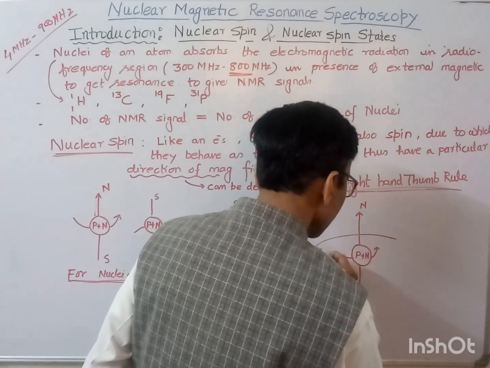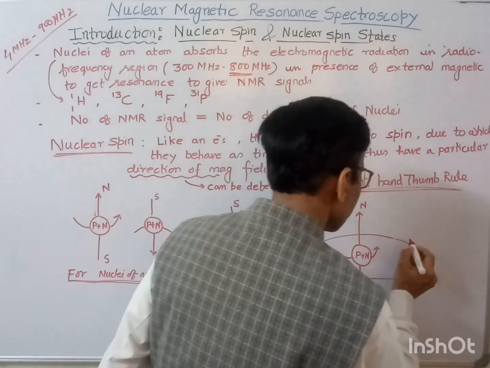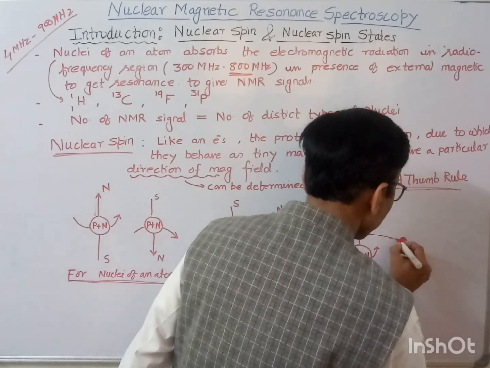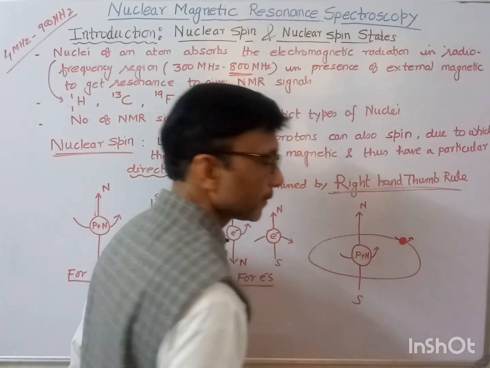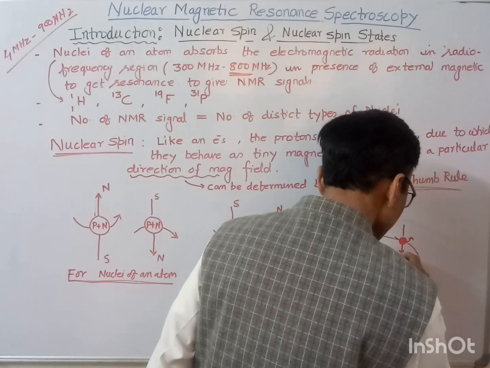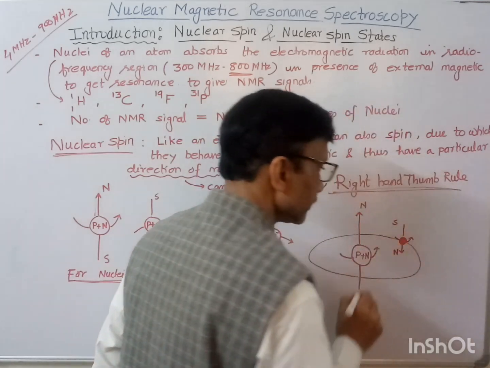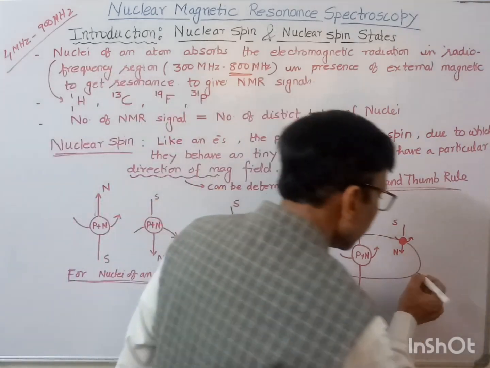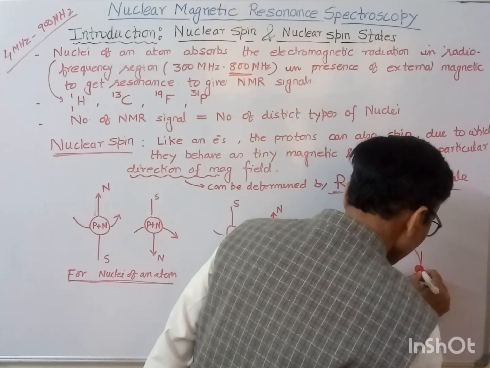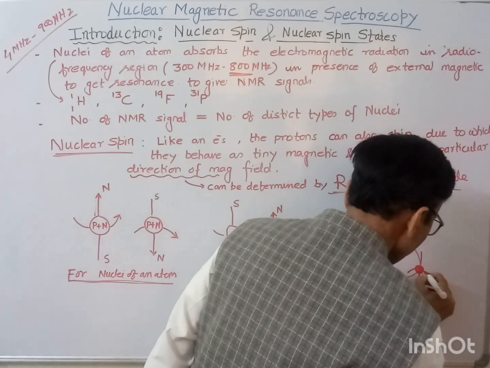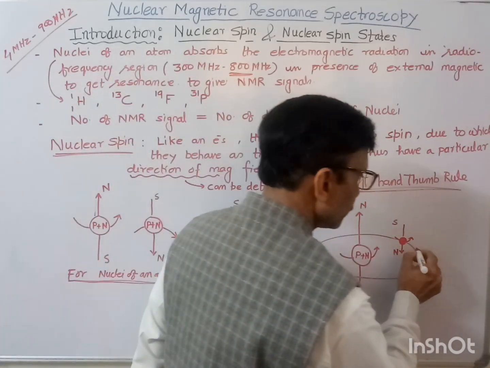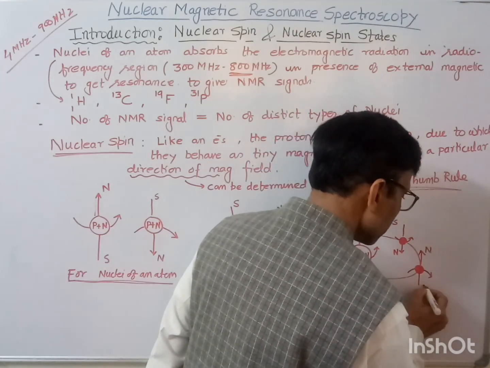Surrounding this nuclei, we have an electron, and suppose this electron is rotating in this direction. In this case, this would be the direction of the magnetic field. This is north, this would be south. And suppose the electron is rotating in a clockwise manner, then this would be the direction of the magnetic field. This is north and this is south.